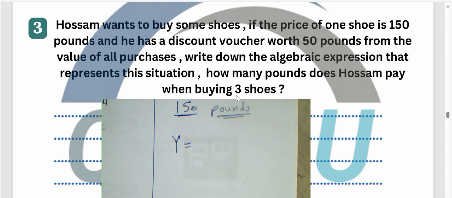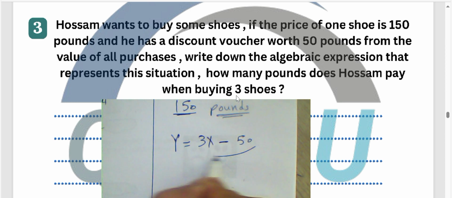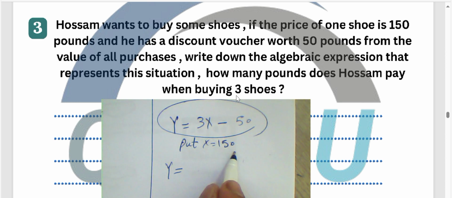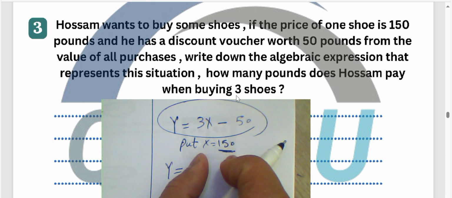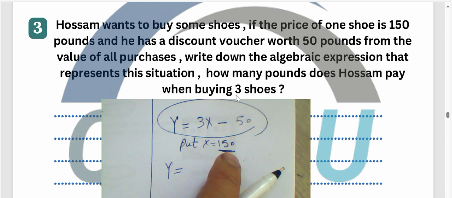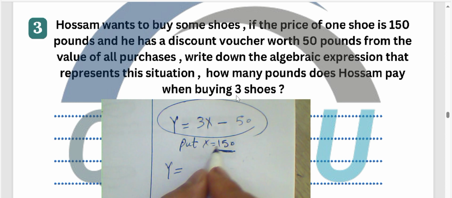Okay, we can write 3x subtract y. The discount here was 50. And the price of one shoe equals 150. But x equals 150. Then the total money y will be equal, right? X here is the price of one shoe, equal to 150. He buys 3 shoes and the price of each one is 150. And he will get the discount of 50 Egyptian pounds. Then put x equal 150, then 3 times 150 minus 50. We can find the total money.